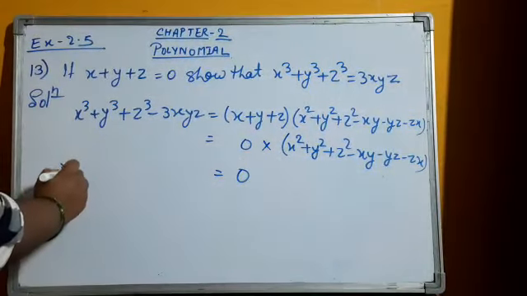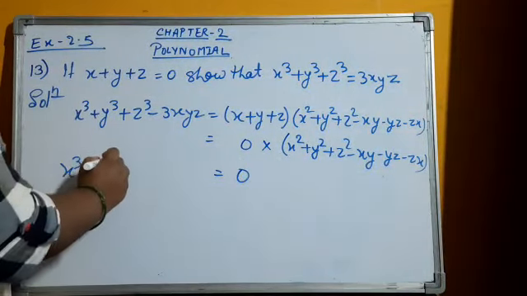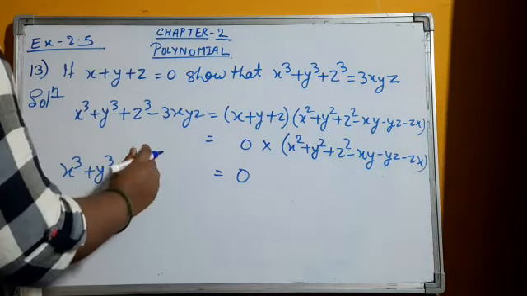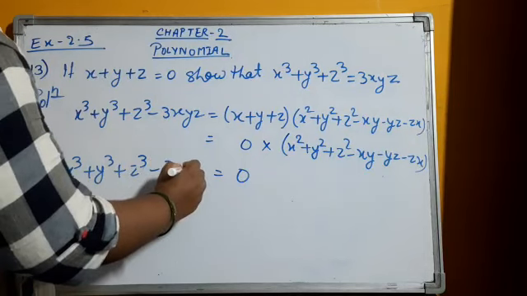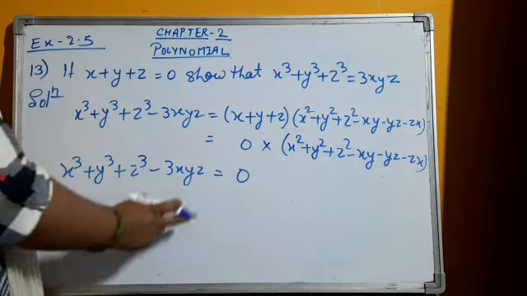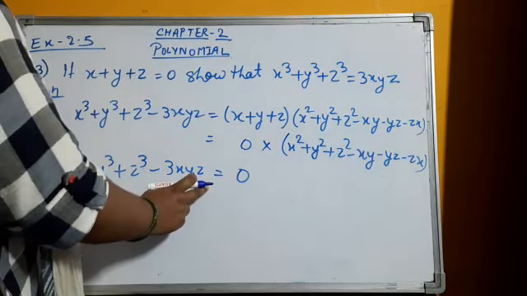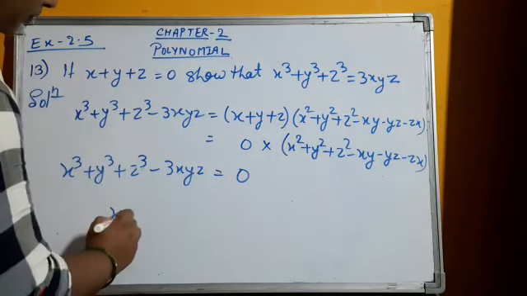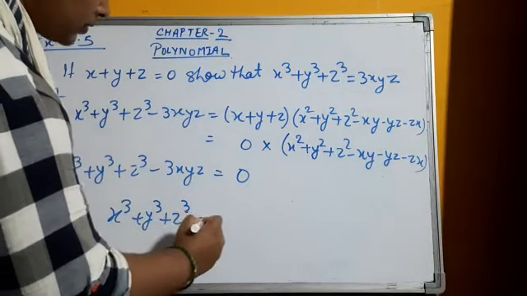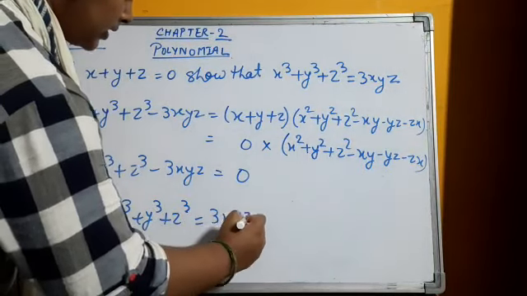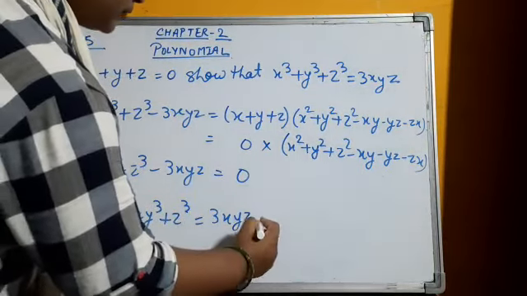So in this case, we have x cube plus y cube plus z cube minus 3xyz coming 0. So next step, if we take minus 3xyz to the other side, we are left with x cube plus y cube plus z cube is equal to 3xyz, which we had to prove.